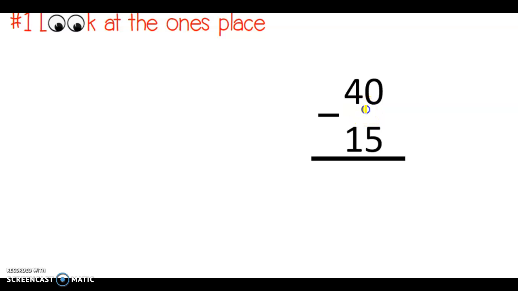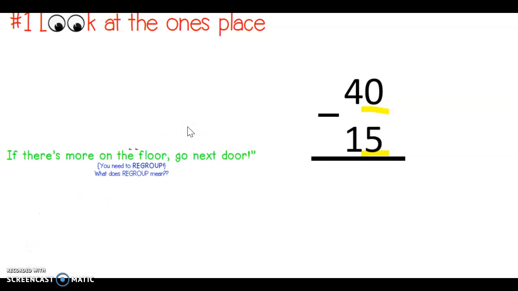Okay, I'm at the top, and I notice there's 0 on top, but there is 5 on the floor. If there's more on the floor, go next door. So this means we're going to need to regroup. So here's my floor, and I notice that 5 is worth more than 0. So I'm going to have to go next door to my tens place where the 4 is.